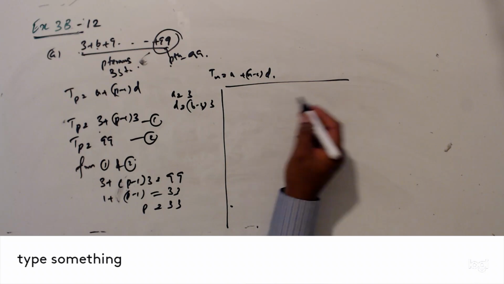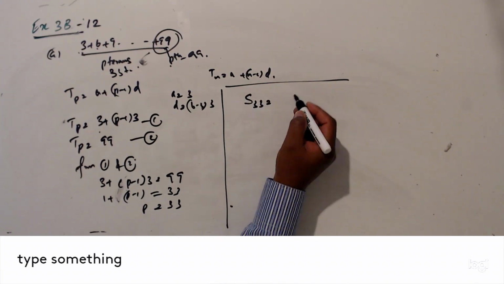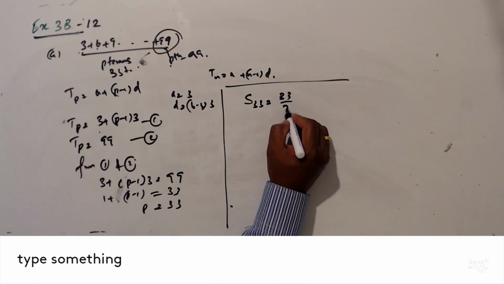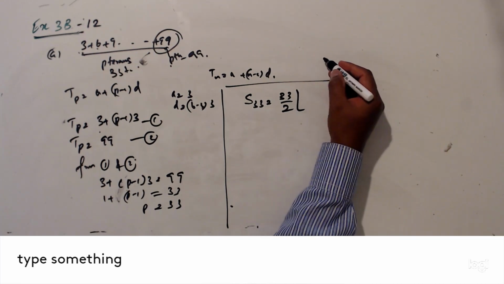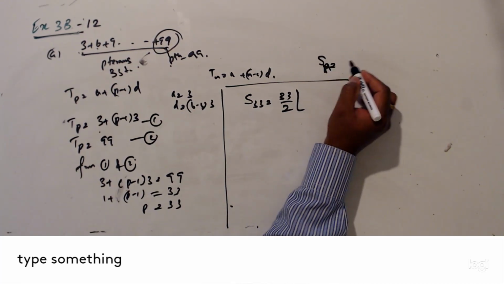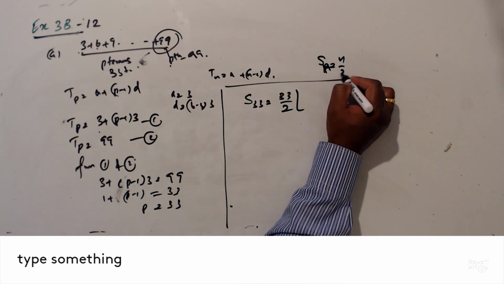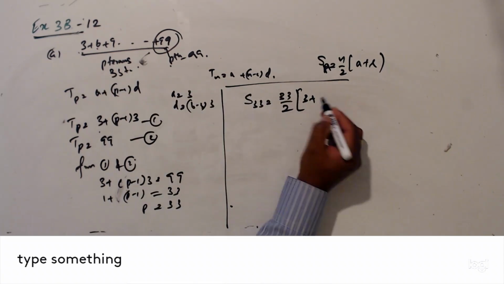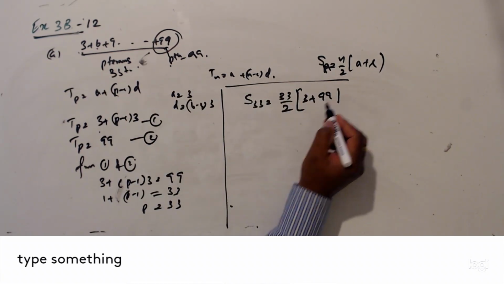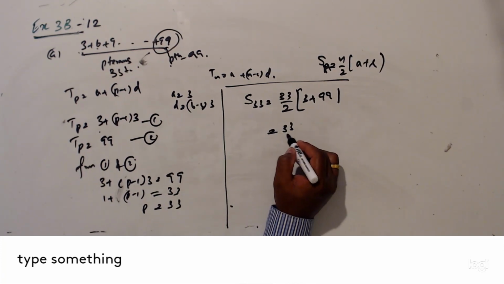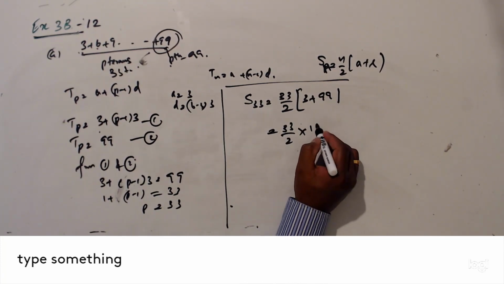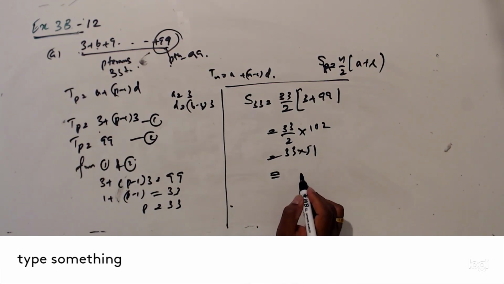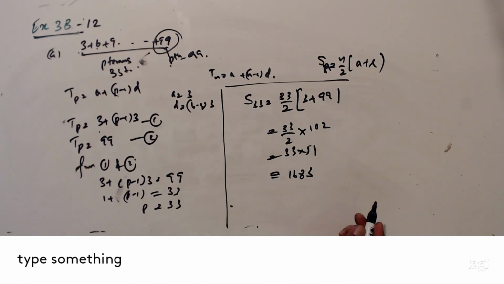Now we write the addition. I'm going to use this one: Sn equals n divided by 2 times (a plus l). A, the first term, is 3 and the last term is 99. So this is 33 over 2 times 102. So 33 times 51, which is 1683.